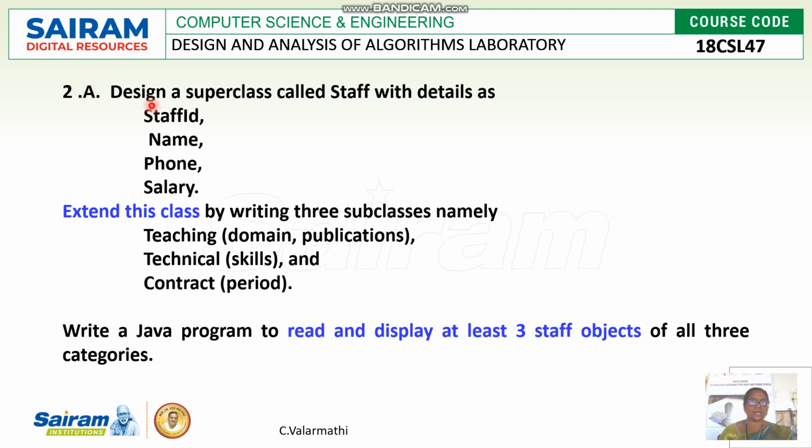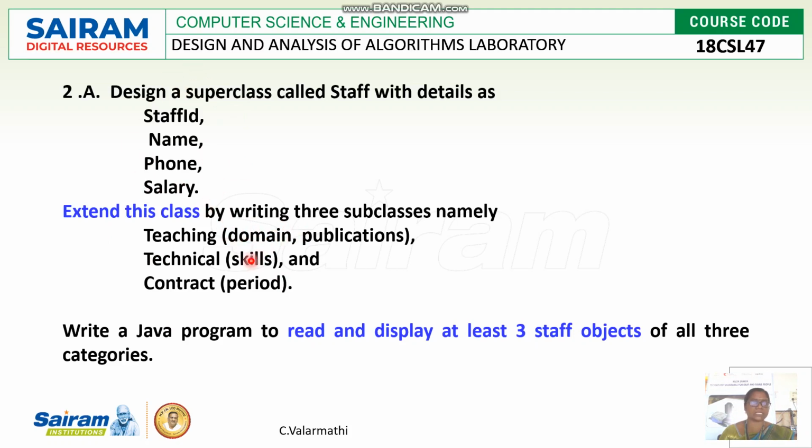So the question is, design a superclass called staff. If you take one staff, it has the common properties of its ID, his or her name, phone number and salary. Now, this class is divided into three concepts of teaching staff, technical staff and contract staff. These three different subclasses are separately written with their own parameters, apart from the common characteristics.